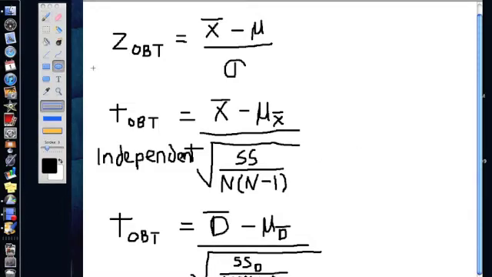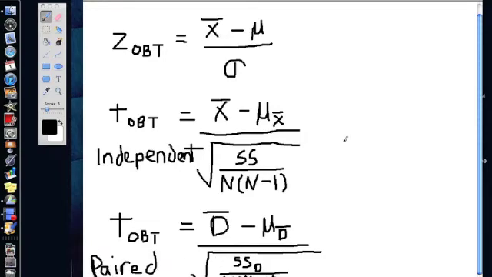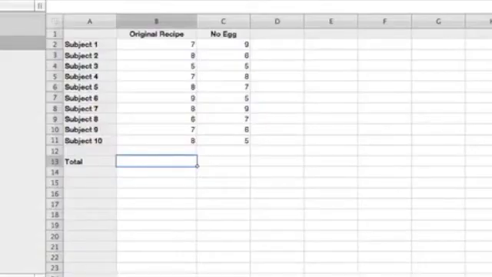So those are 3 different types of basic tests. As you can see, they all look slightly similar. One only has a different approximation, and one has a different term used. I think I want to run a quick example of the paired t-test just to show you what it looks like. So here we have some lovely scientific data that I just made up off the top of my head. Right here we have a column for the original recipe, and next to it we have a column for the no egg recipe. In this example, we're only using 10 subjects. The first step I'm going to do is total both the columns. It's going to just be useful to have.